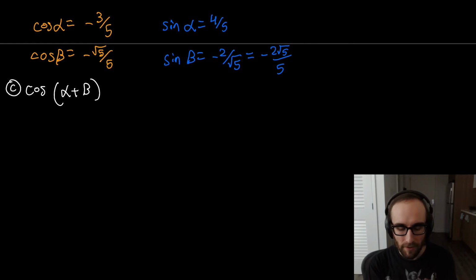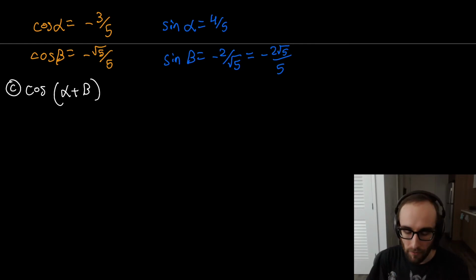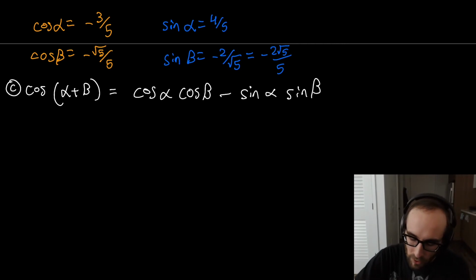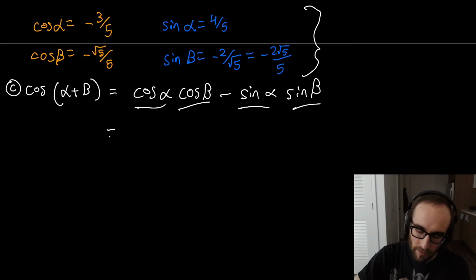For letter C, we're being asked to find cosine of alpha plus beta. So here we can use our sum formula that we saw earlier in this section. So cosine of alpha plus beta we know is going to be equal to cosine of alpha times cosine of beta minus sine of alpha times sine of beta. And now we just replace these values individually with the values that we found above and then simplify from there.